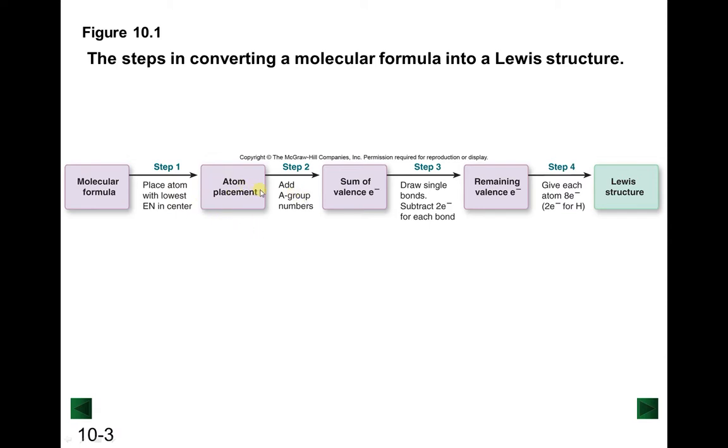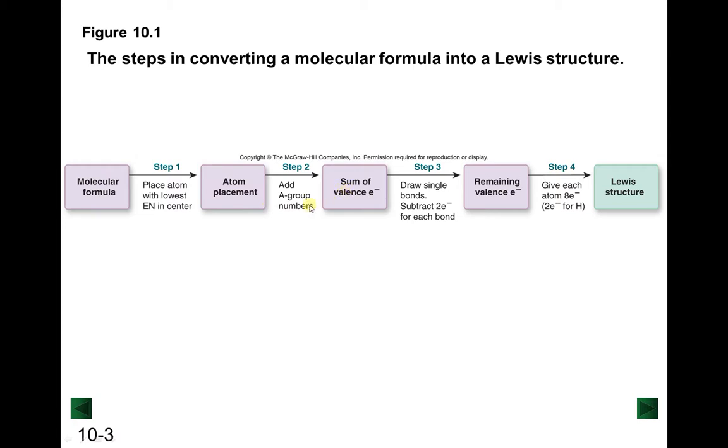Then once you have this framework, the next thing you have to do is calculate the total number of valence electrons for the molecule. You have to add the valence electrons of all the atoms in your molecule. How do you get the valence electrons? Usually you can use the A group numbers, which can be found in your periodic table. So for instance, the group 7 elements, these are your halogens like fluorine, chlorine, bromine, iodine. They would have an A group of group 7, and so each of those elements in group 7 would have 7 valence electrons each.